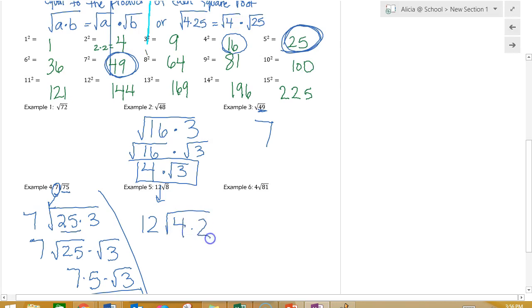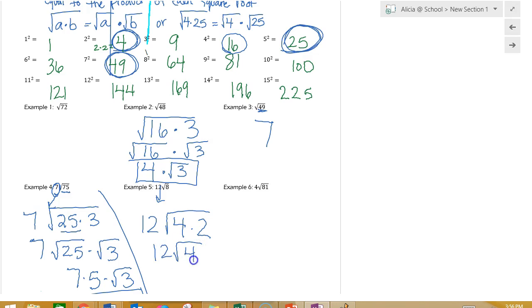Again, the reason why I'm using 4 is because 4 is right above. It is a perfect square. And that's the whole idea. We want to find those perfect squares. So breaking up my radical then, square root of 4 times the square root of 2.